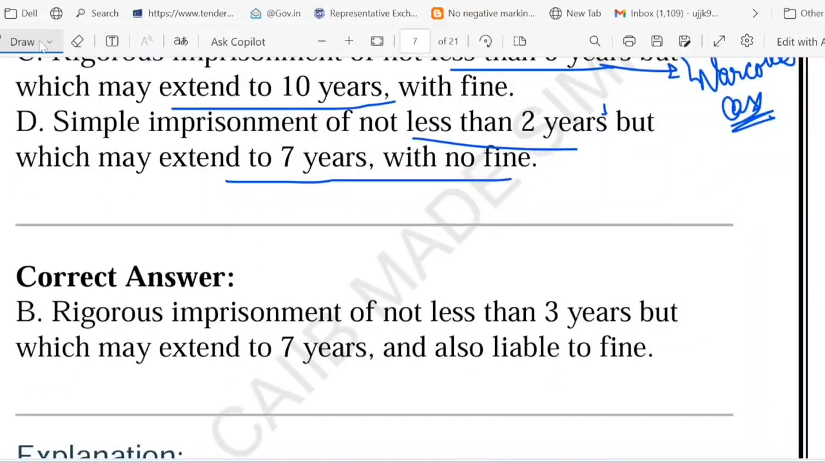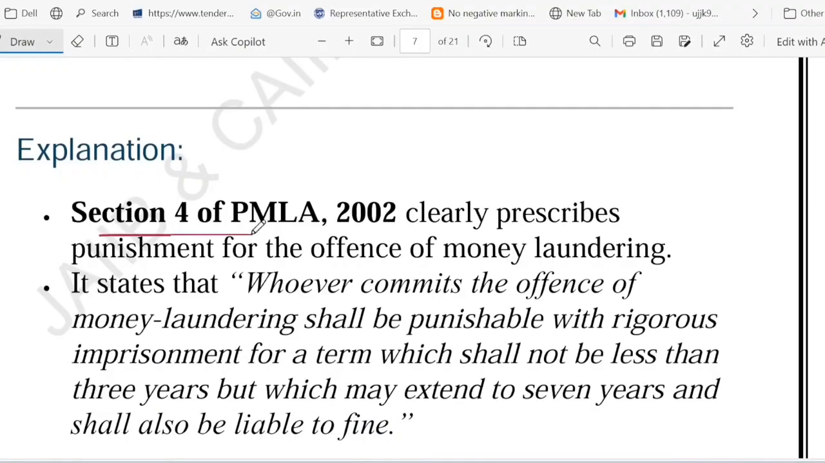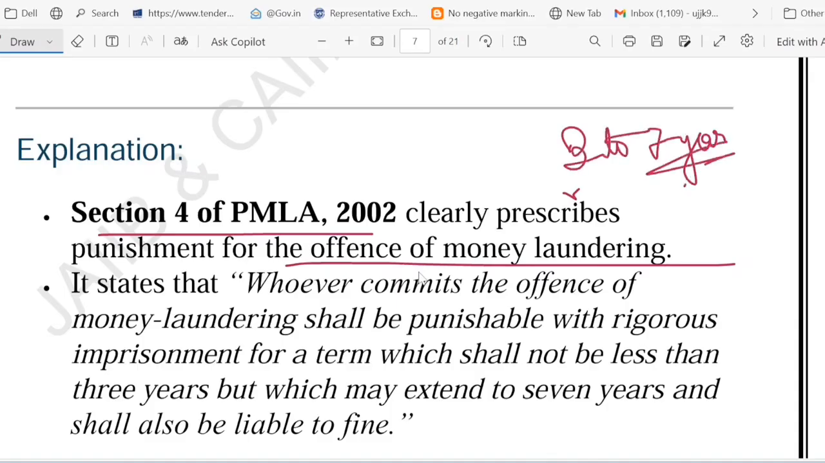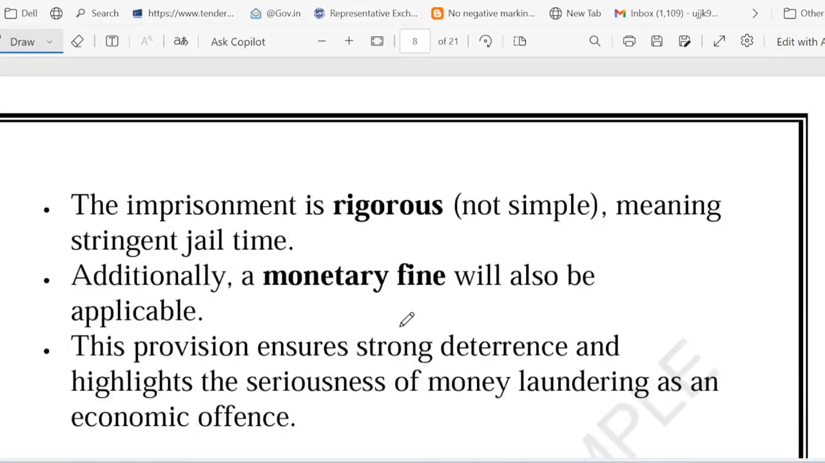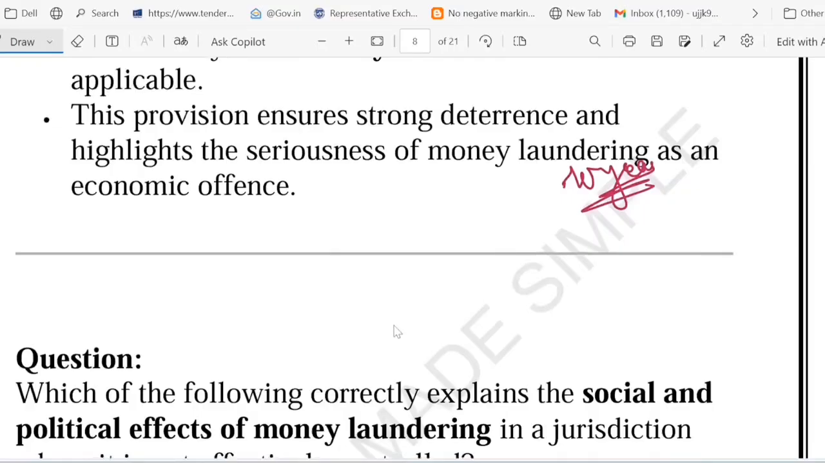So what we have just discussed, let me summarize. We have talked about Section 4 of the PMLA, which talks about punishment for the offense of money laundering. The normal rule is rigorous imprisonment, 3 to 7 years plus fine. For some serious offenses like narcotics under NDPS, the punishment can go up to 10 years. But the general is 3 to 7 years.